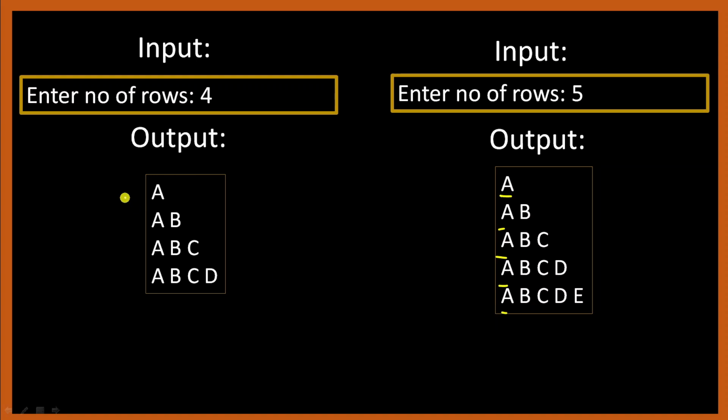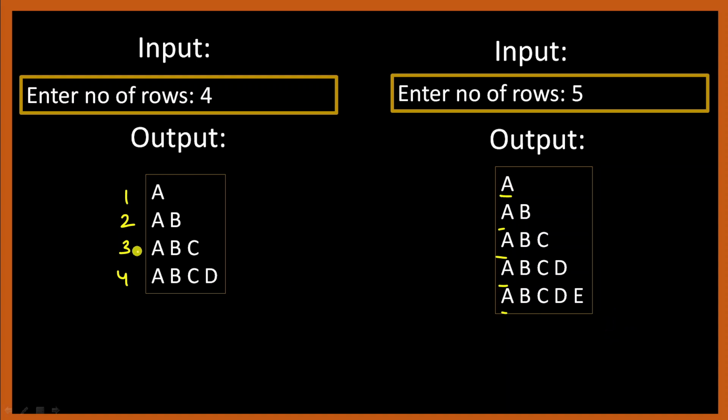Now, let's say there are 4 rows. How many characters are getting printed in these 4 rows? This is the other thing that we have to see in the pattern question. In the first row, 1 character. Second row, 2 characters, A and B. In the third row, 3 characters, A, B, and C. And the fourth row has 4 characters. The same applies for another input, like 5 rows, where the same pattern should be followed.